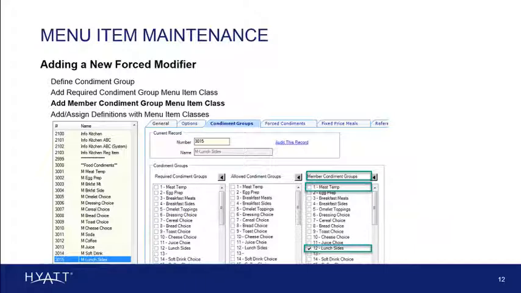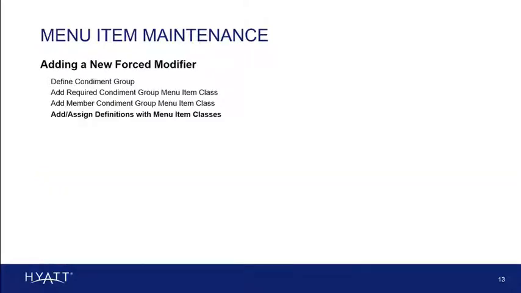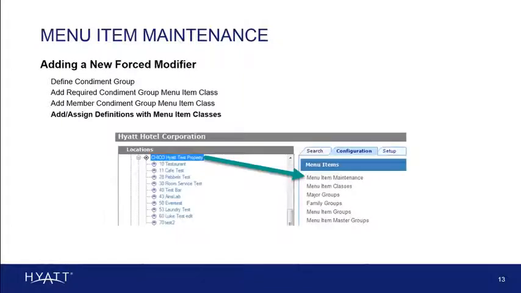Now we need to actually assign some definitions to these classes. You can add new definitions in your database, just like any other menu item. Or in this case, I'm just going to assign the menu item class to some existing definitions I already added for the sake of time, since we covered that in both the beginning and intermediate sessions of menu item maintenance in the Symphony Learning Series.